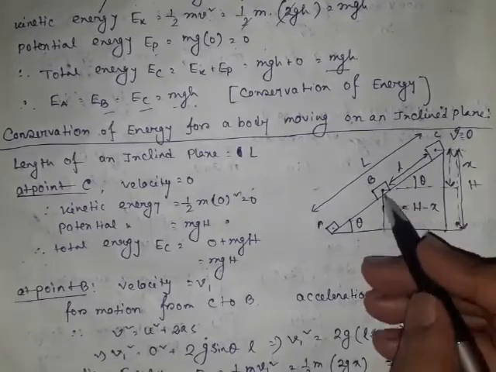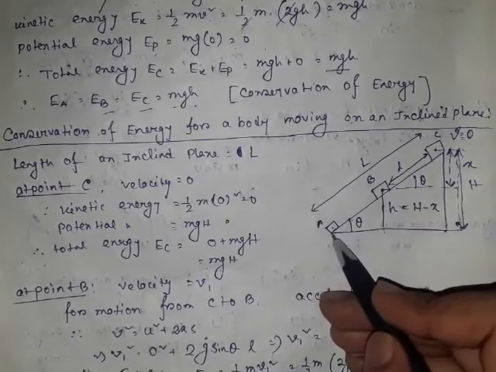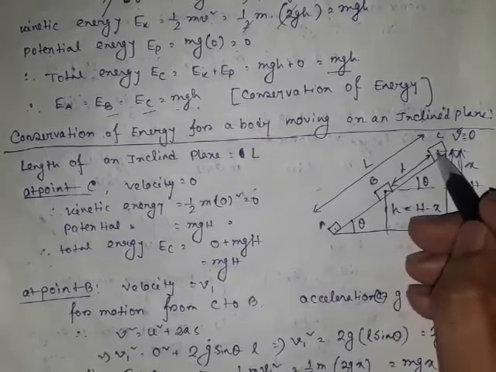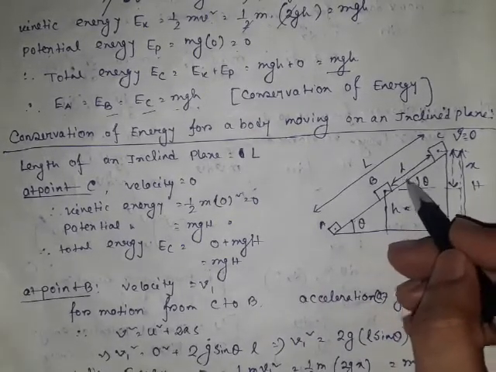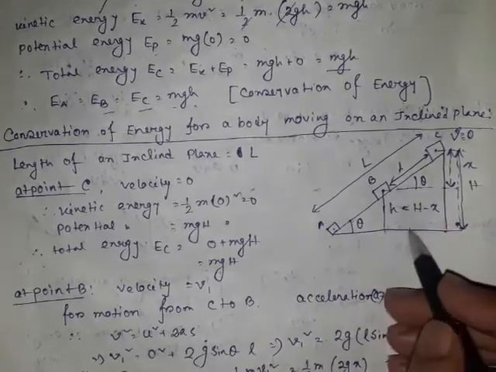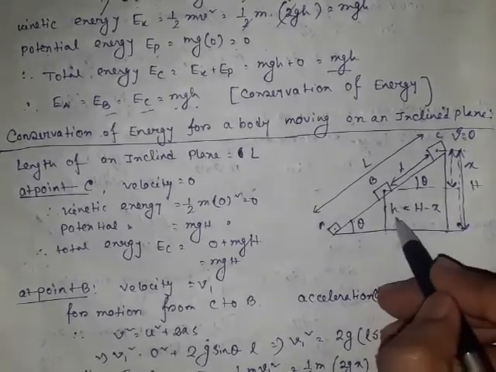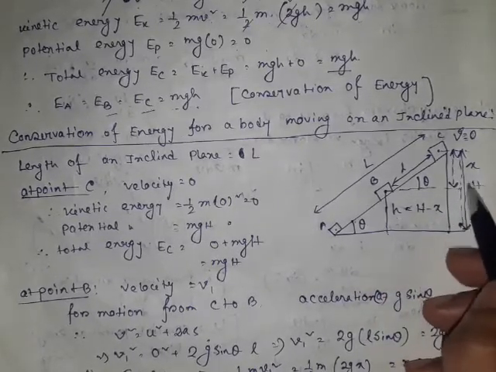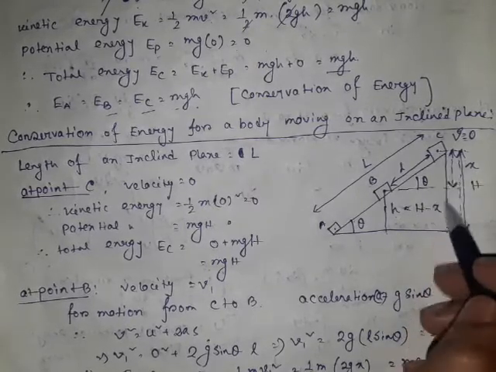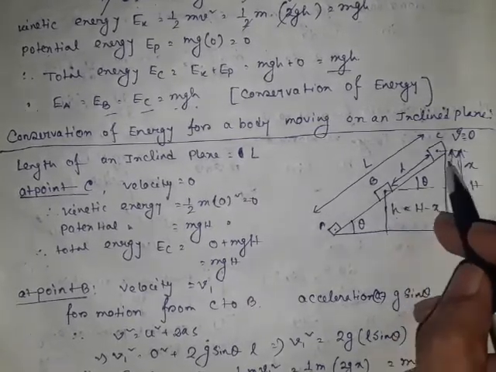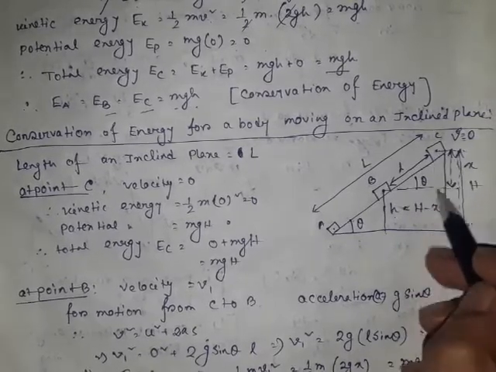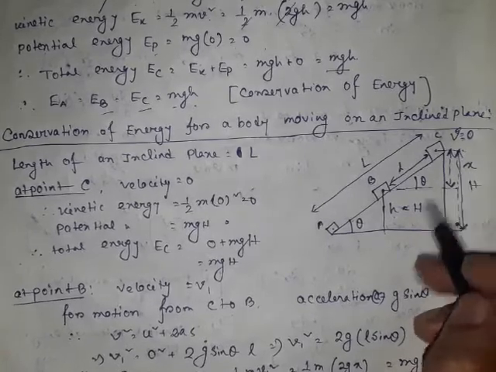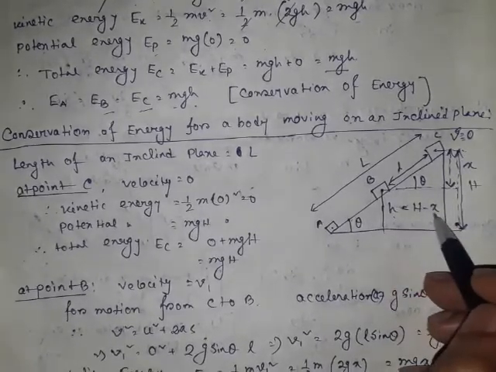Then after some time it reaches B, and finally it comes to A. Okay, so this is the whole idea. Now B to C, this distance is L. At position B, the height of the object from the ground is small h, and as you can see, we just assumed that the vertical displacement from C to B is x. So that means this small h is capital H minus x.